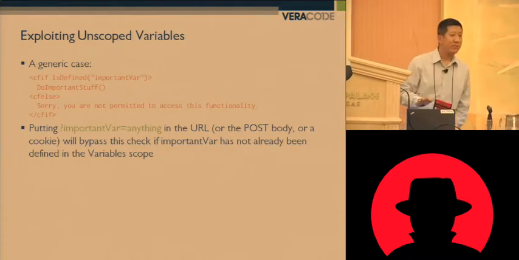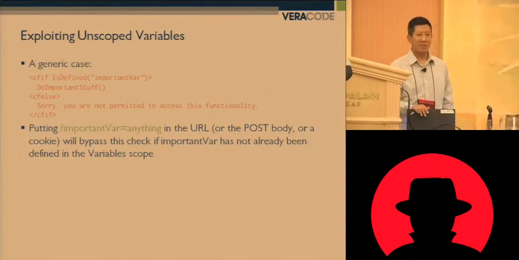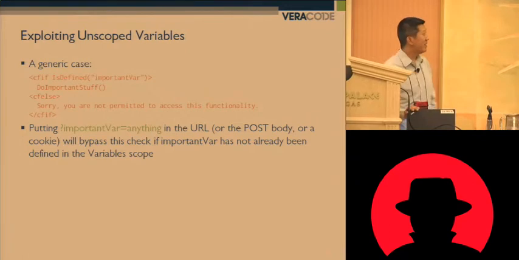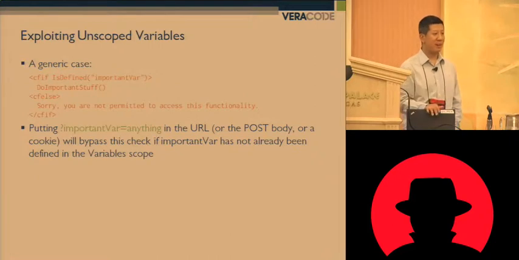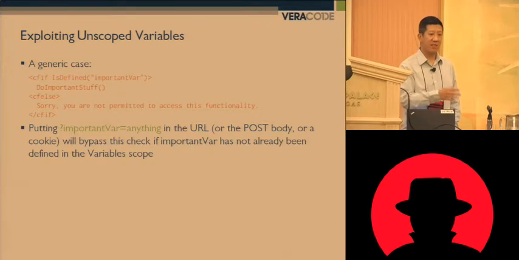Okay, this is a really, really simple contrived example. Most of these examples are pretty contrived for the sake of fitting on the slide. But here's a case where, let's say the application has a variable called important var, and earlier on in the application somewhere, some logic was executed, and if a certain set of conditions were met, it set the variable called important var.